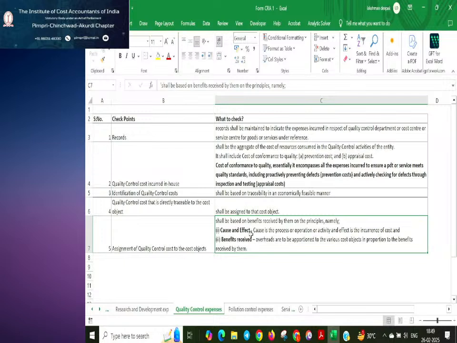When you look at it, the cause is the process or the operation or activity that is carried out, and the effect is the cost incurred for carrying that process or operation. Benefit received is that overheads are to be apportioned to the various cost objects in proportion to the benefit that you receive from them. Okay, so this is all about quality control expenses.